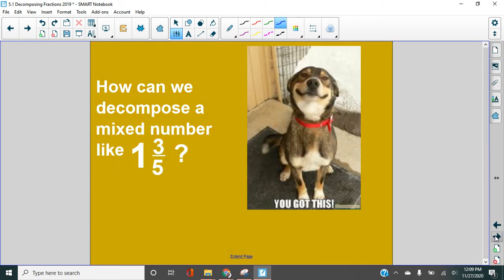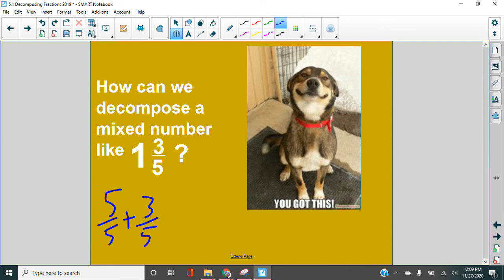Okay. Why don't you help me here? So let's see, 1 whole here. What is this 1 whole? Just the 1 whole, what's it equal to? It is equal to 5/5. So we could have 5/5 plus 3/5.